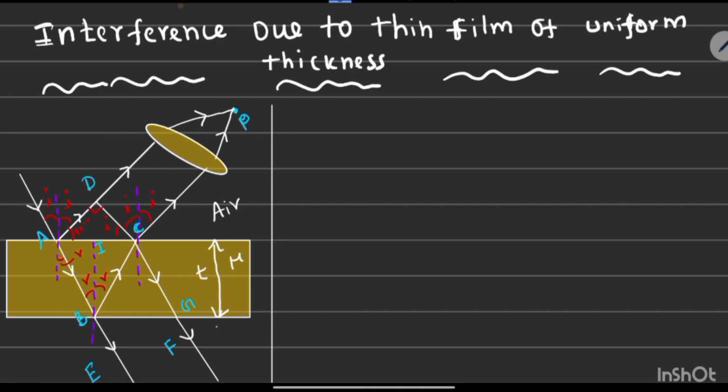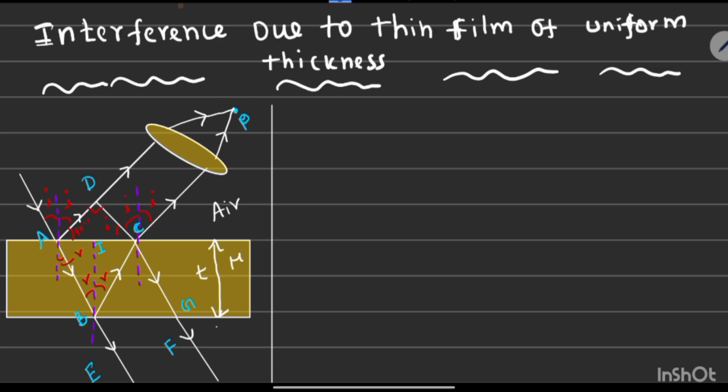Now this is an example of interference due to amplitude division, since at each reflection and refraction the amplitude of the incident light is getting decreased. When we focus these reflected rays from the top surface of the thin film with the help of a convex lens at the point P, we can see an interference pattern.